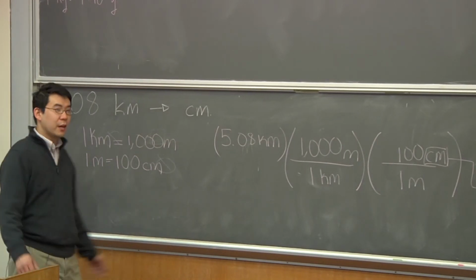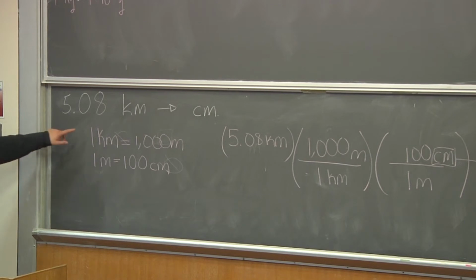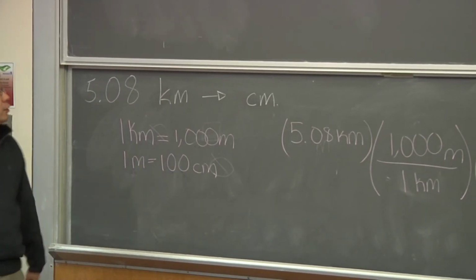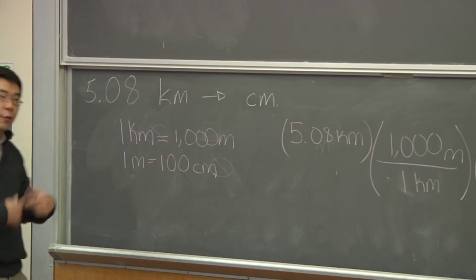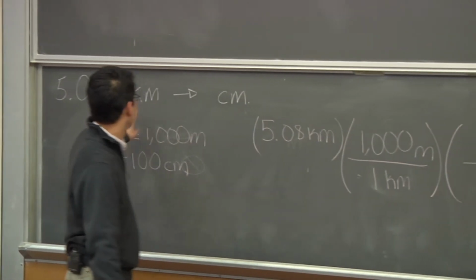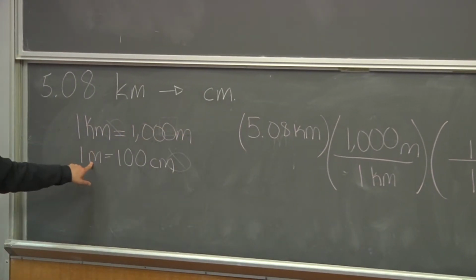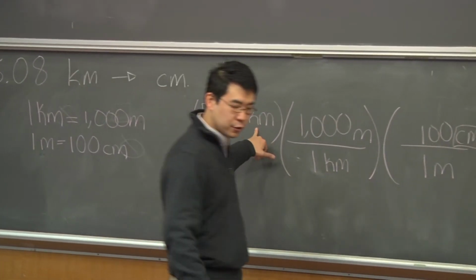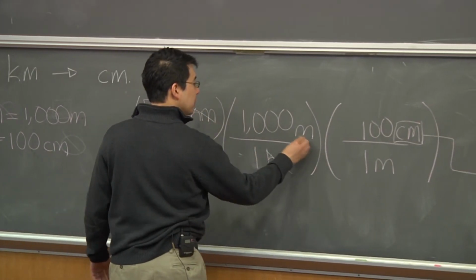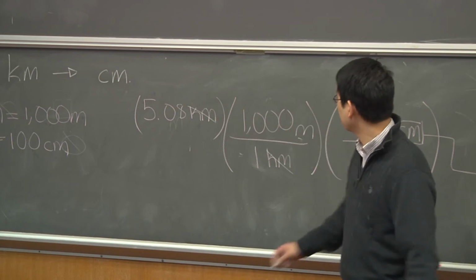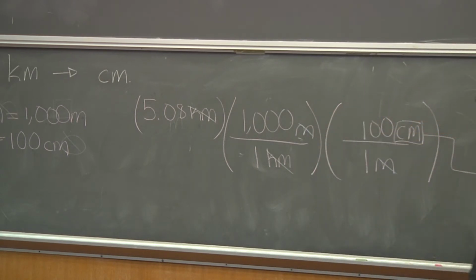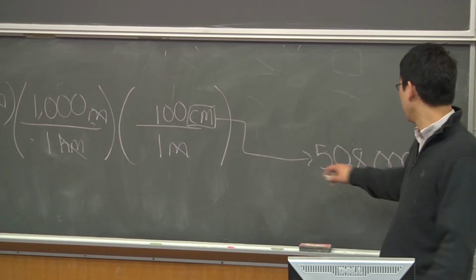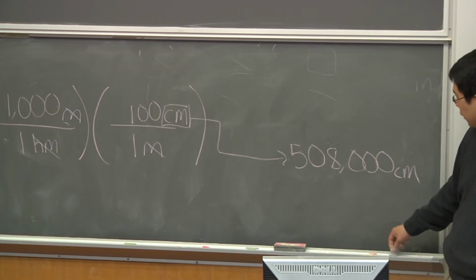So now this is when you stop talking to your group. 1 kilometer equals 1,000 meters, and 1 meter equals 100 centimeters. So basically what we're doing is what we did above. We're going through the primary unit, from kilometers to meters, and then from meters to centimeters. We start with what we know: 5.08 km. The first conversion gets us from km to meters, the second from meters to centimeters. So we get 5.08 times 1,000 times 100, which gives us 508,000, or 5.08 times 10 to the 5 centimeters.